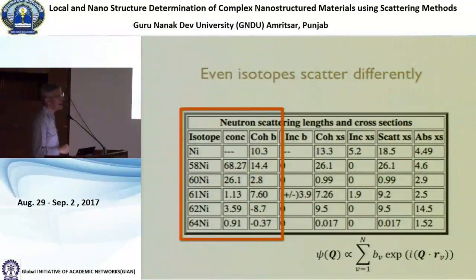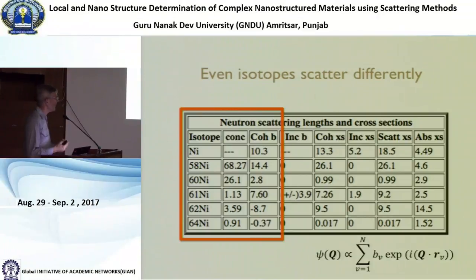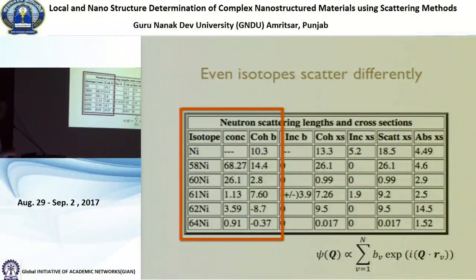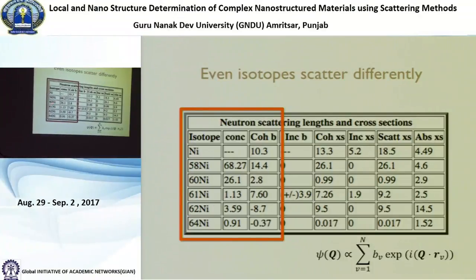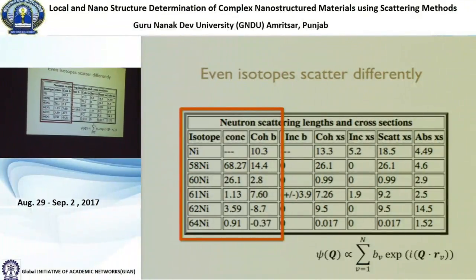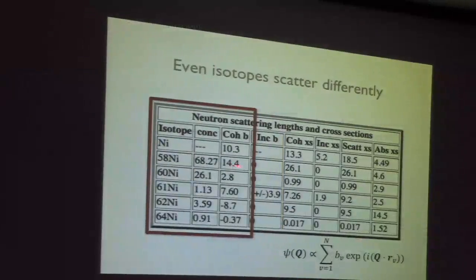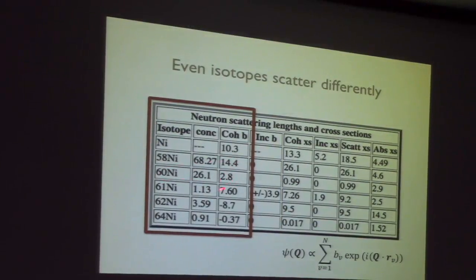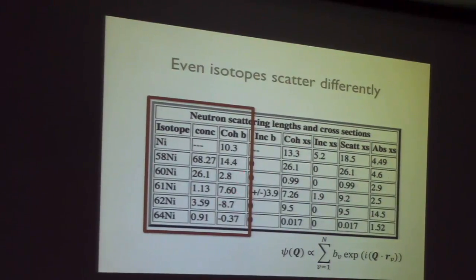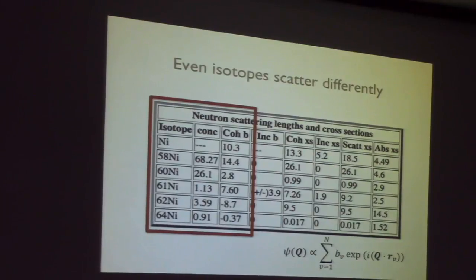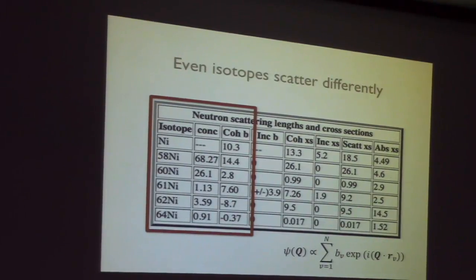And this is one way that you can do differential PDF measurements. So you do two measurements, you make two samples, one with nickel-58 and one with nickel-60. And they'll have different scattering lengths. The nickel-58 will have 14.4 scattering length, the nickel-60 2.8. So there's a huge amount of contrast between these two. And that allows you to find where the nickel is in your sample if you're studying glasses, for example.